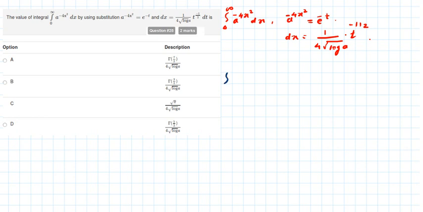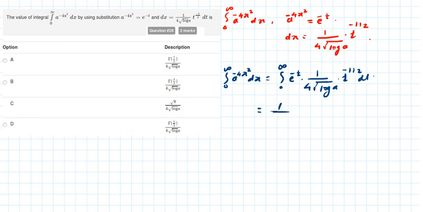So we have integration 0 to infinity a raised to minus 4 x square dx is equal to integration 0 to infinity, a raised to minus 4 x square is e raised to minus t, and dx is 1 by 4 under root log a into t raised to minus half dt. Okay, so 1 upon 4 under root log a is a constant. This will be integration 0 to infinity e raised to minus t into t raised to minus half dt.